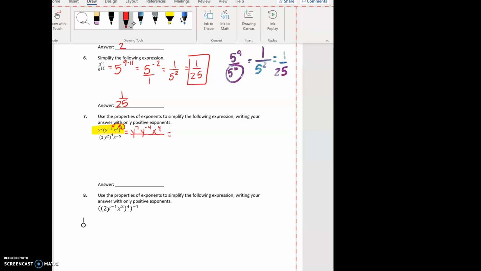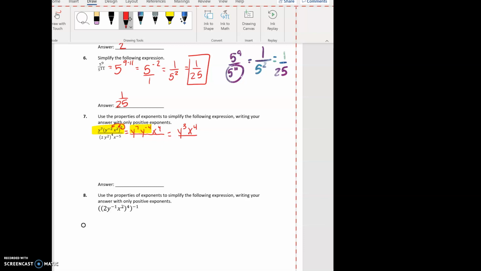Okay, now I'm looking at that numerator, and before I even focus on the denominator, I'm going to see if there's anything else I can do to clean that up. And I can. Right here I have two y terms. And they're being multiplied together, so that means we add the exponents. So 7 plus negative 4 is positive 3. And that's nice because that negative exponent goes away.